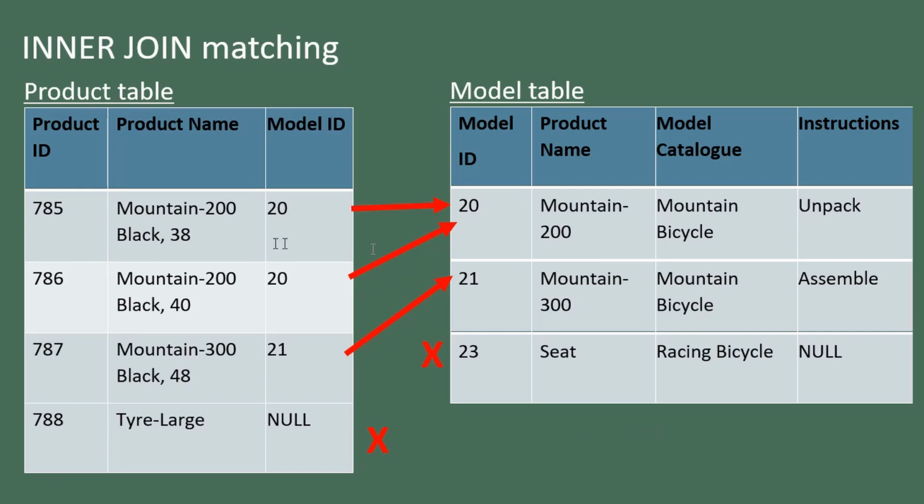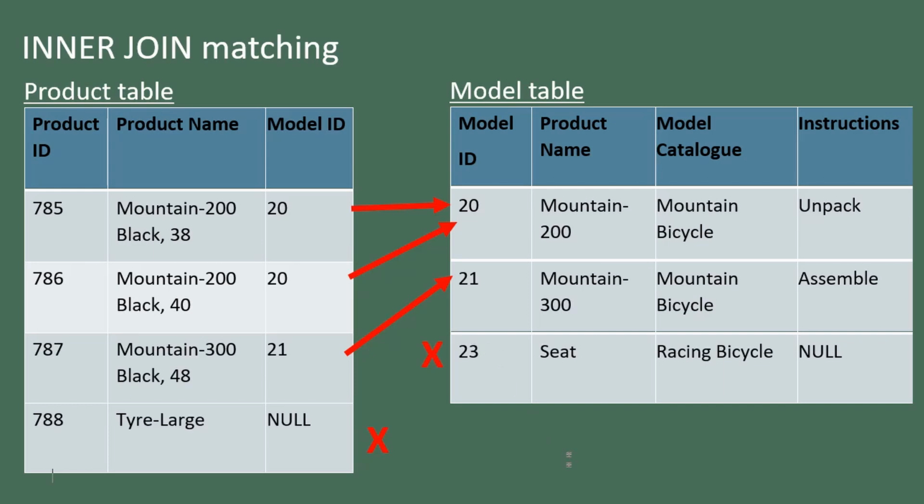Well, the matching happens like this. This product has a 20 that matches with that model. That has a 20 that matches with that model. That has a 21 that matches with that model. That does not have a model and it matches with nothing. So that's not going to get returned in the data. This model does not have a value in the product model. It is not linked to the product table at all. So that's not going to get returned at all.